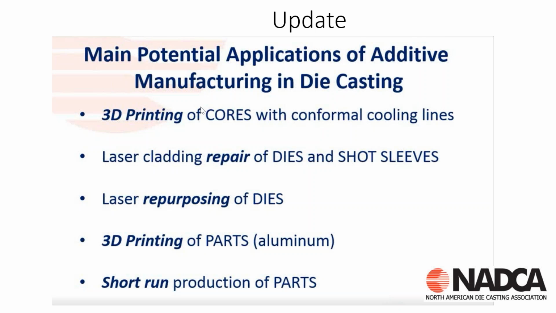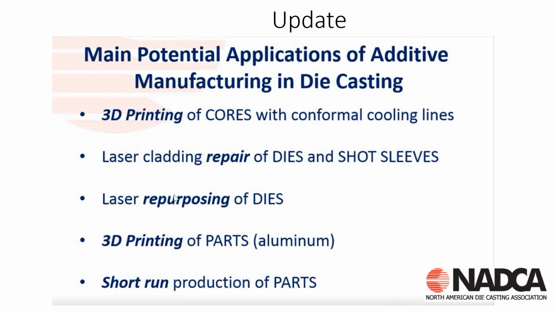So just to recap, when we're printing, we're going to be printing cores and details in our die-cast tooling. We can use laser cladding or direct energy deposition to do some repair of die-cast dies, shot sleeves, that kind of stuff. Laser repurposing, so we're using direct energy deposition to repair our tooling. We can also 3D print castings or aluminum parts, and some manufacturers are using that to manufacture short-run products.